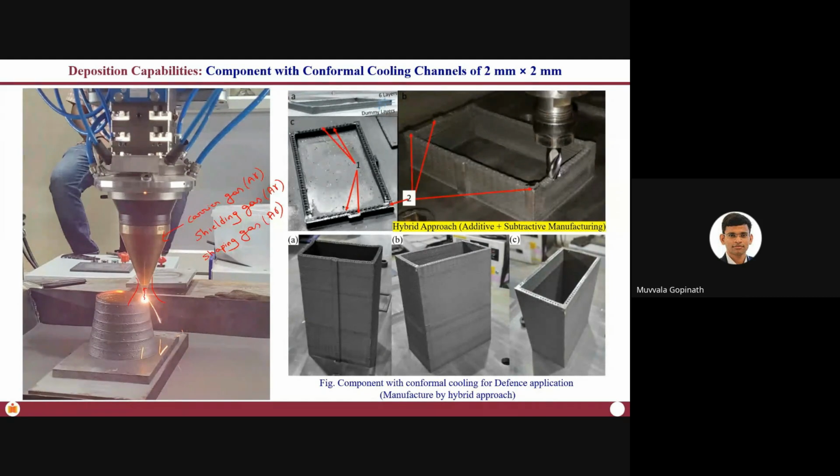Okay, so that is important. Now, coming back to our discussion, one important aspect, or one of the disadvantages or drawbacks, of this additive manufacturing process is its surface quality.